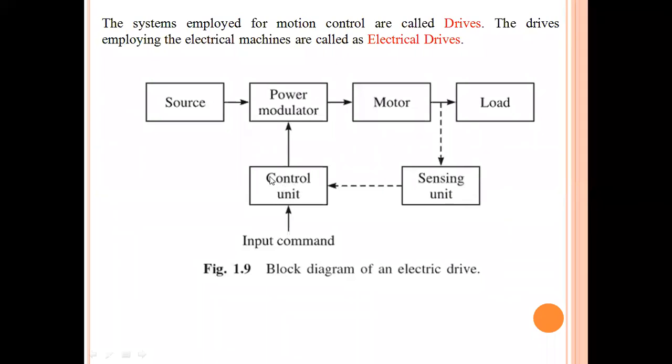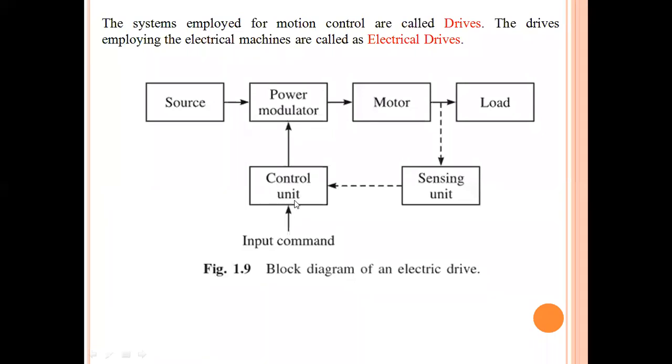This control unit will run based on the input command as well as the speed. By taking these two as inputs, this control unit will produce triggering pulses. You know why those triggering pulses are necessary. Based on these triggering pulses only, this rectifier will perform its operation. So it is mandatory to operate this power modulator with the help of the control unit, which produces the pulses to regulate it.